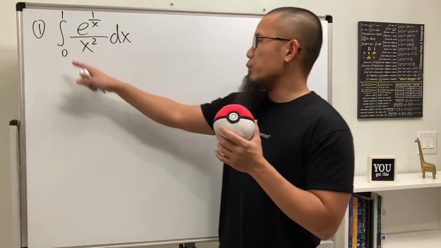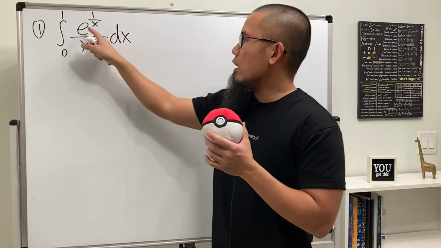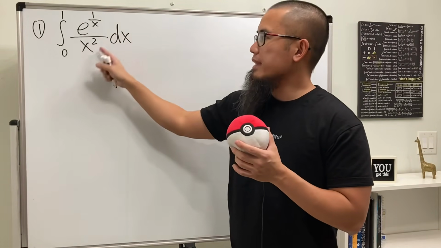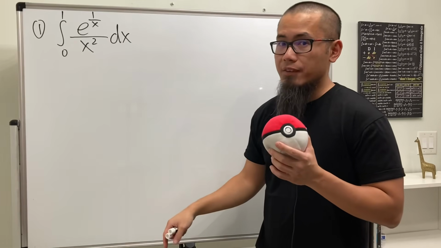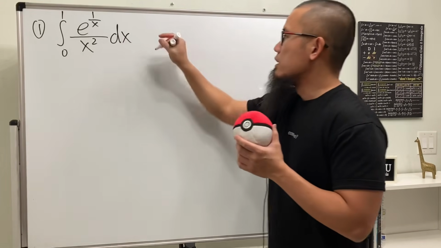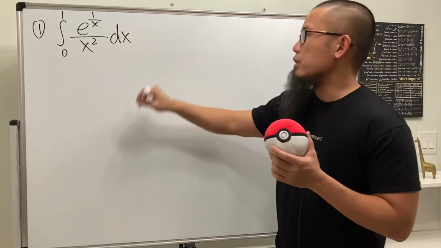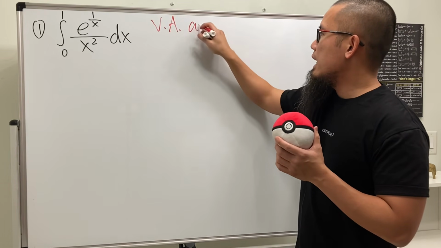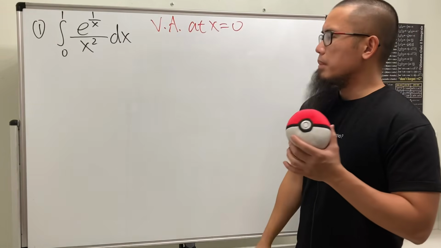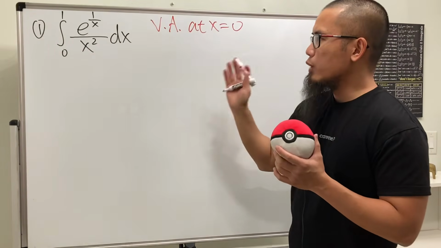If you look at the first one, we have the integral going from 0 to 1 of e to the 1 over x squared. And if you graph this function, you will see that we do have a vertical asymptote at 0. So that makes this a type 2 improper integral. So let me just indicate that real quick. VA at x equals 0, but don't worry, let's just go ahead and integrate this.